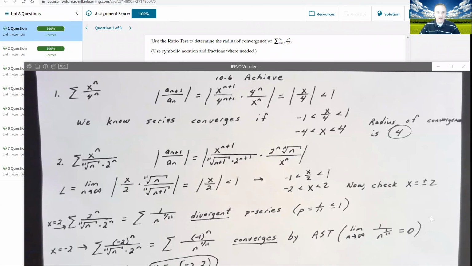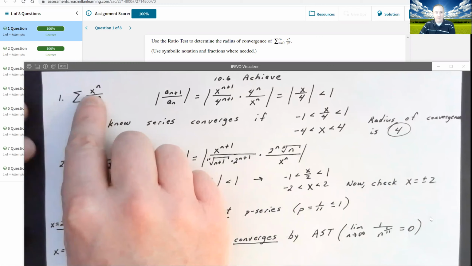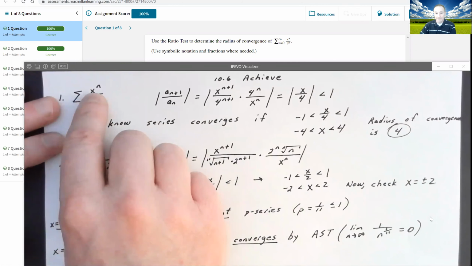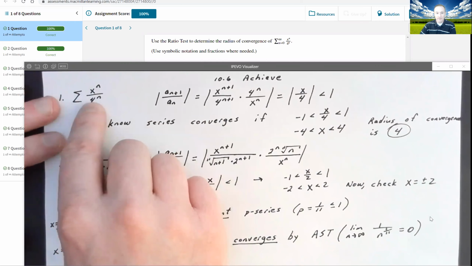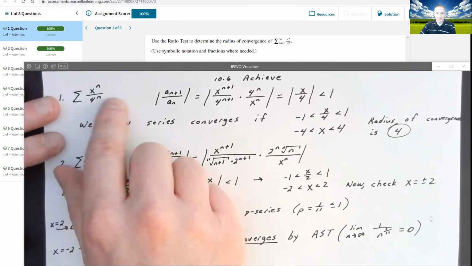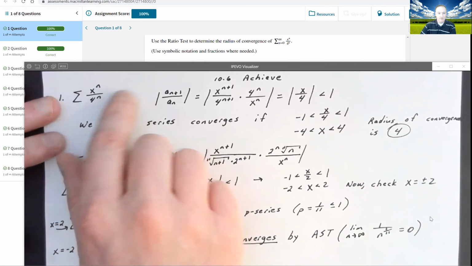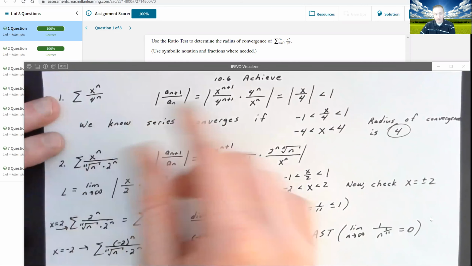Hi all, let's take a look at section 10.6, which discusses power series. You'll see here in the first problem, it's giving us a series where we have the function x raised to the n power divided by the exponential function 4 to the n. So this would be x to the first over 4 to the first plus x squared over 4 squared plus x cubed over 4 cubed, and so forth.